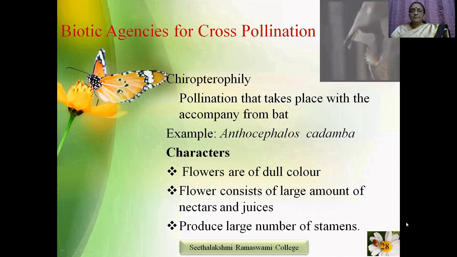Pollination is by bats. Pollination that takes place with the help of bats we call chiropterophily. Example, Anthocephalus kadamba. The flowers that are visited by bats typically open at night and are dull in color, pale or white, large in size and very fragrant, with a fermenting or fruit-like odor, and they have copious dilute nectar and juices, and they produce a large number of stamens.